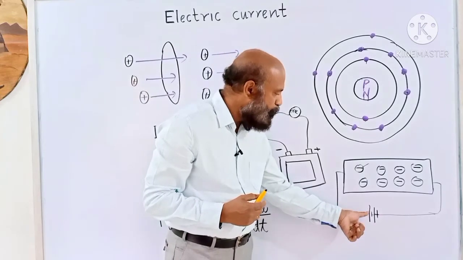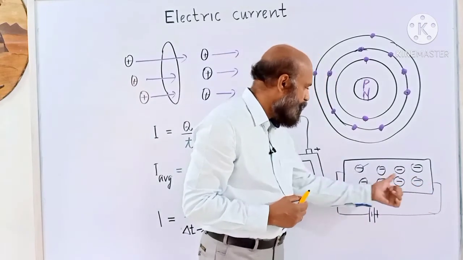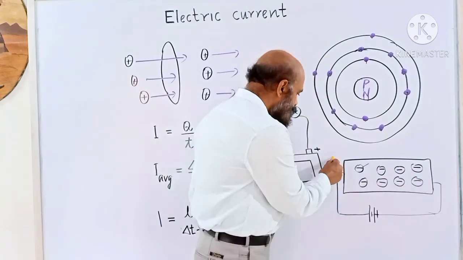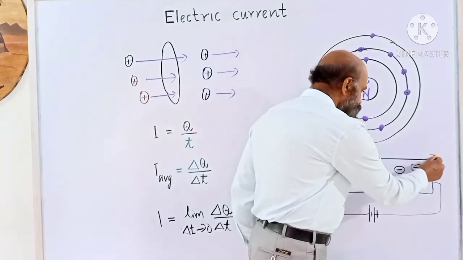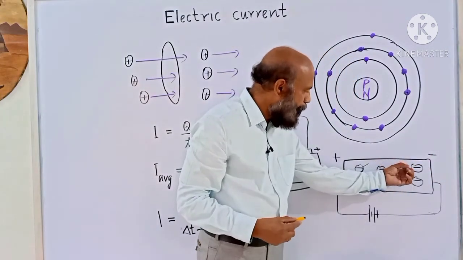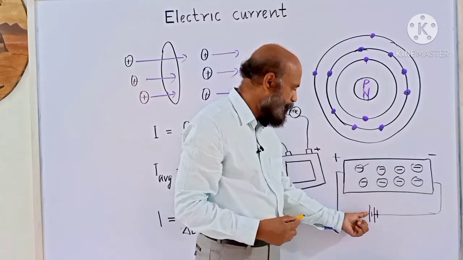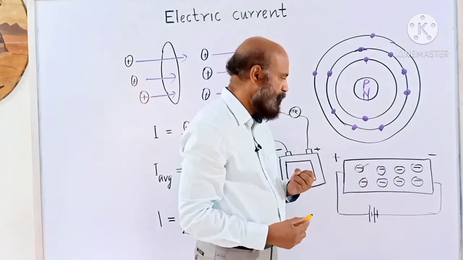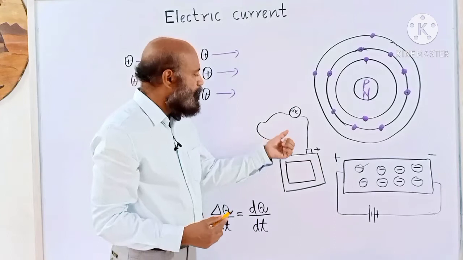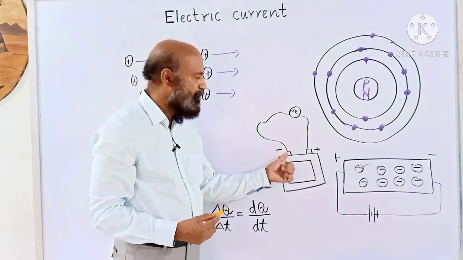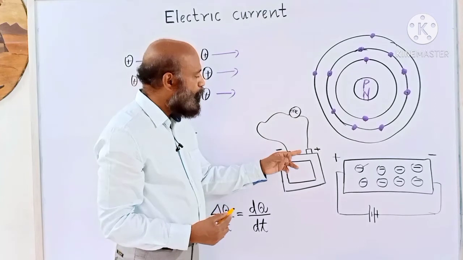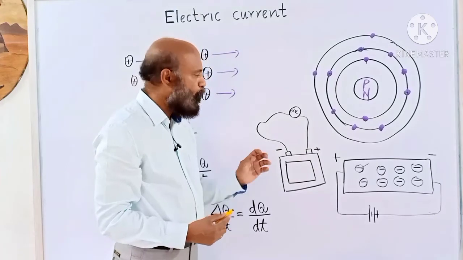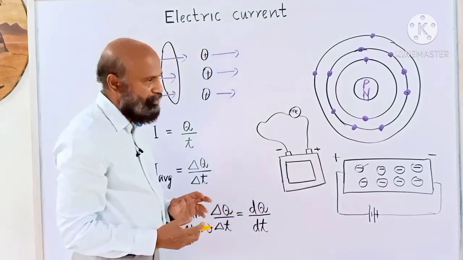Similarly, when you connect the conductor to a battery, there is a potential difference. This end is positive, this end is negative. So these electrons will be attracted by this positive terminal. So electrons will be moving along this direction. Here a battery is connected at the two ends of a bulb. Now there will be a current. So the battery is maintaining a potential difference. So for the flow of current, what's needed is a potential difference.